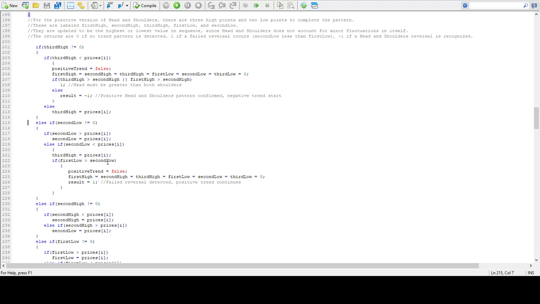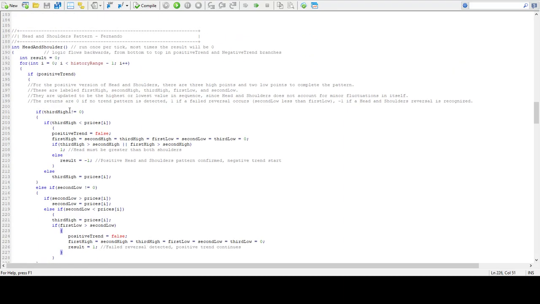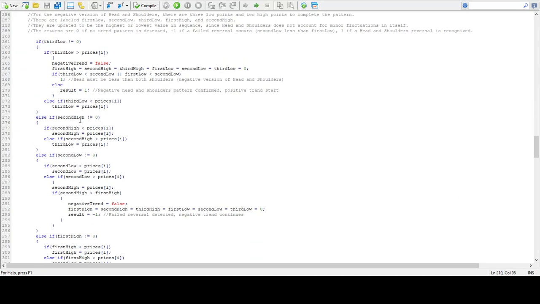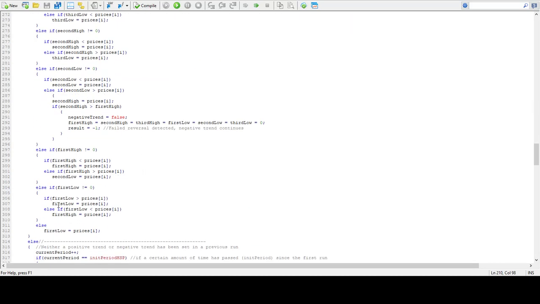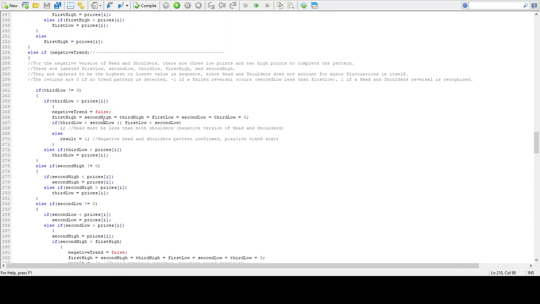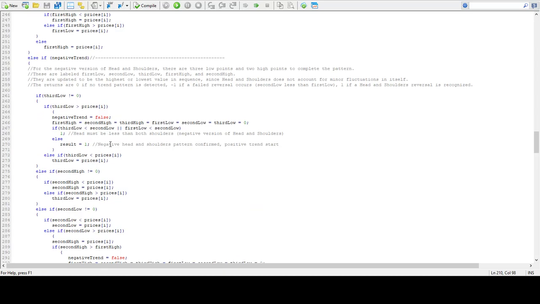So when the first low is greater than the second low, that is considered a failed trend reversal, so it is still a positive trend and returns 1. Else it keeps going up until the third high reverses, at which point we say it is a positive head and shoulders pattern, and we return a -1. The same thing happens in the negative trends. The only difference is you start with first low, since the entire graph is inverted. The checks are the same for the failed reversal and the trend reversal when a pattern is confirmed.